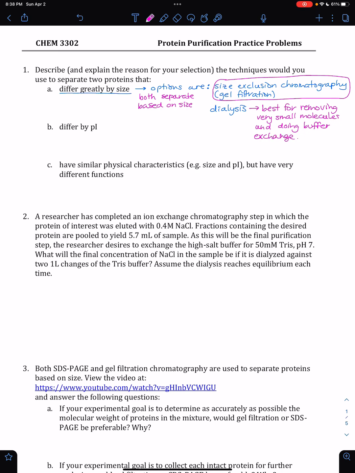Size exclusion chromatography can separate out proteins, and you can actually collect the things that you separate. It can also be used for buffer exchange, okay? But in this case, I would choose size exclusion chromatography, okay? So this one's good for separating proteins. And as we talked about in lab, you can pick your gel filtration resin based on the size of the molecules that you want to separate from one another.